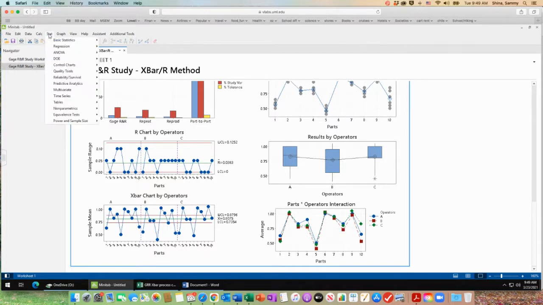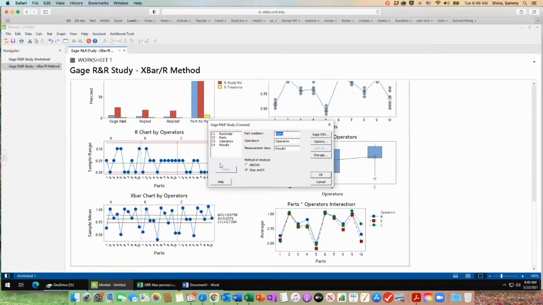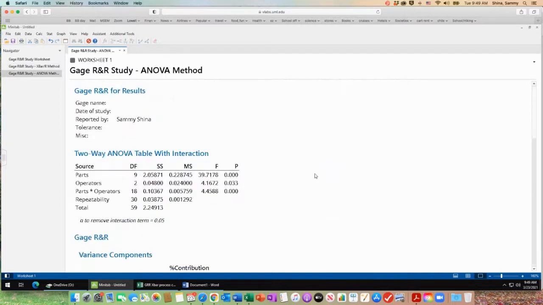If we want to do Stat, Quality Tools, GR&R study, and we go back to crossed, and this time we're going to do the ANOVA. Okay, same thing. We don't have to really redo everything else. It remembers everything we did. So we're going to just go ahead, and it does it.